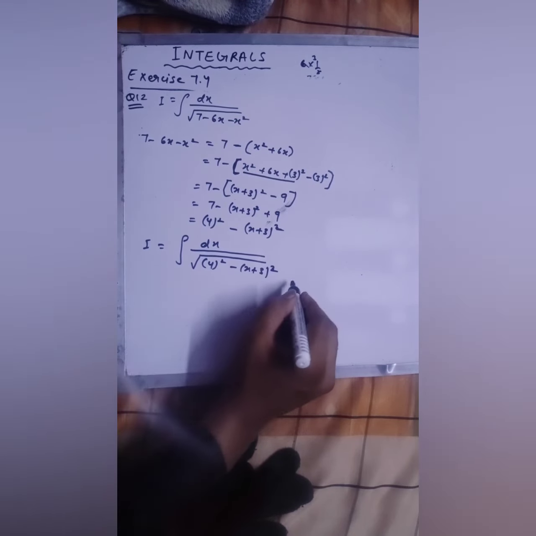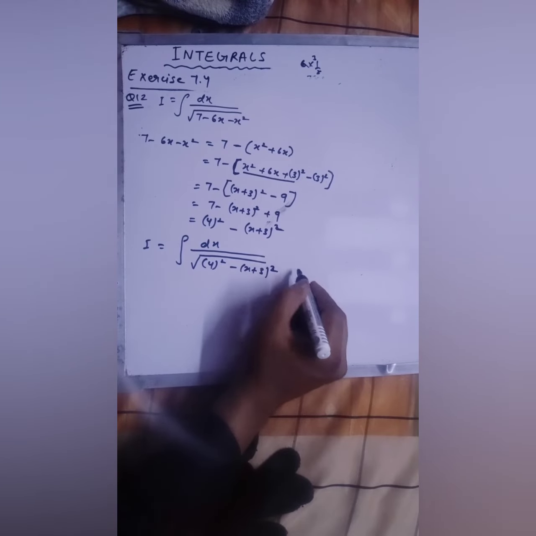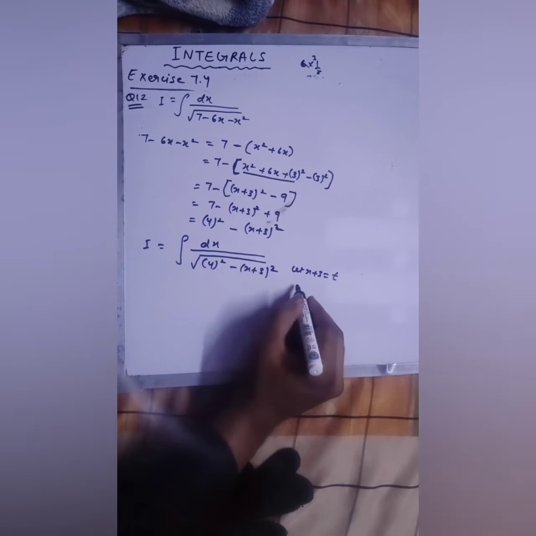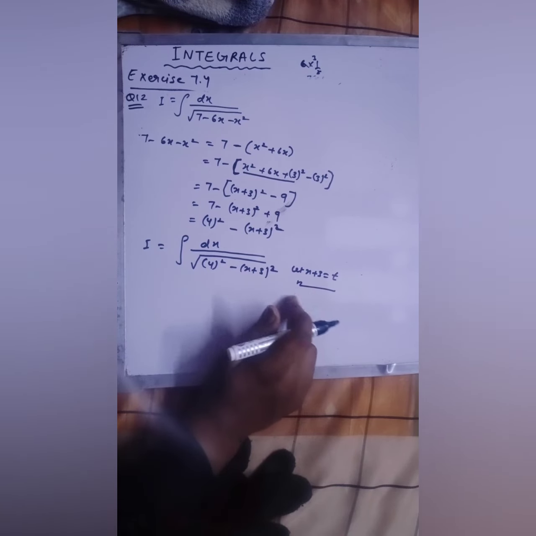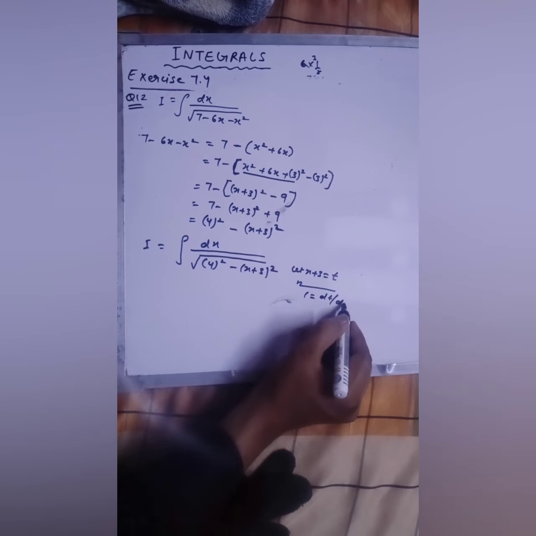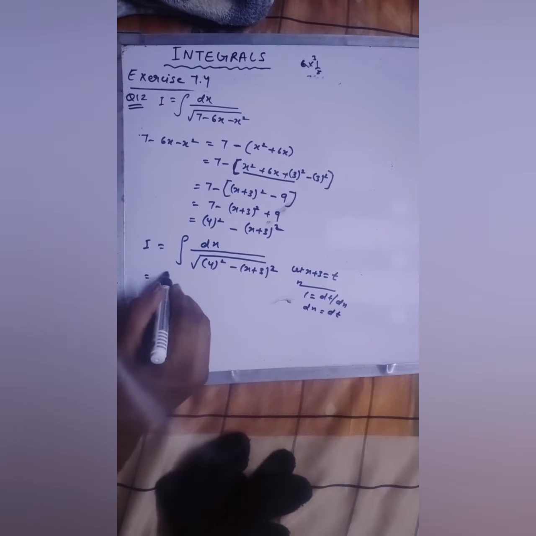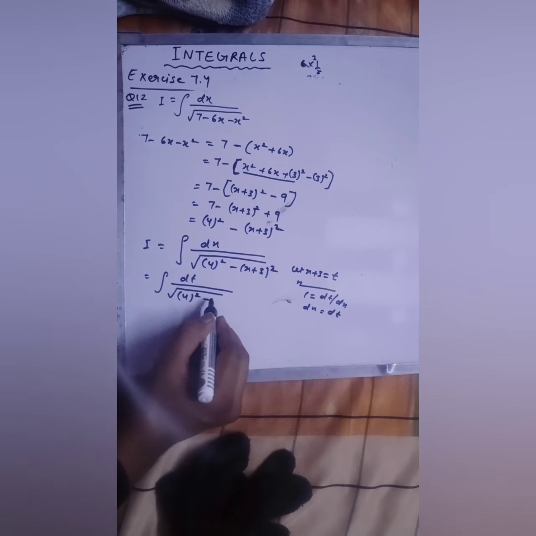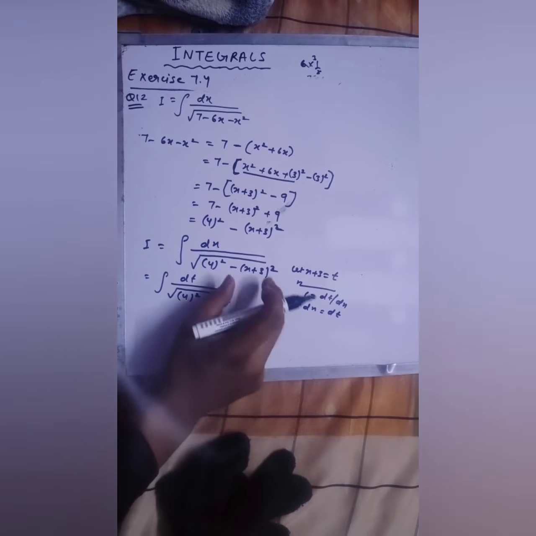So I am assuming that, let x plus 3 is equal to t. Differentiating both sides, the derivative of x would be 1 and the derivative of 3 would be 0. So this would be dt by dx. So dx is equal to dt. Now this dx would be dt over under root 4 square minus t square.